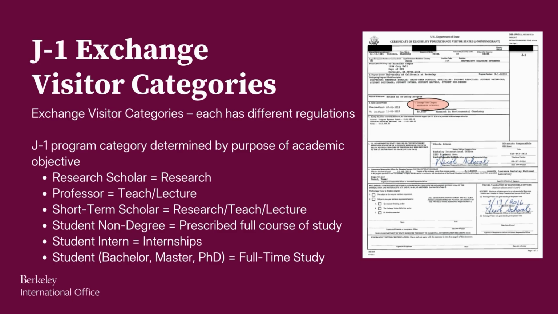The Student Non-Degree category is for a prescribed full course of study, and the Student Intern category is for a research internship on campus. It is important to remember that each individual category comes with its own rules and restrictions. Though you and a friend may both be in the J1 Exchange Visitor Program, you may have different J1 categories, and you may be subject to different rules based on your category. Those coming in the research scholar, professor, and short-term scholar categories are coming primarily to conduct research or teach. The U.S. Department of State allows auditing only one course if you are in one of these categories, since the primary activity must be research or teaching.